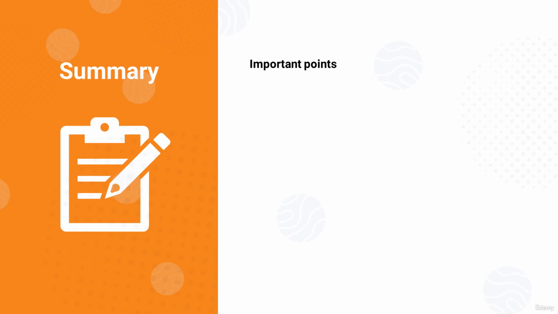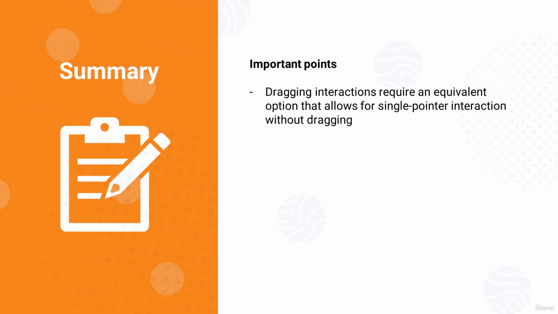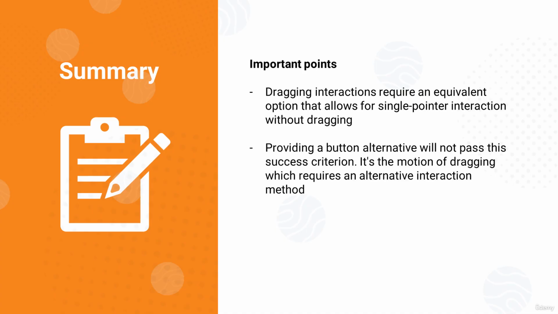You may be thinking this success criterion only requires dragging features to be keyboard accessible. However, a keyboard equivalence alone for a dragging option does not automatically meet this success criterion. Dragging interactions require an equivalent option that allows for single pointer interaction without dragging. Providing a button alternative will not pass this criterion. It's the motion of dragging which requires an alternative interaction method.